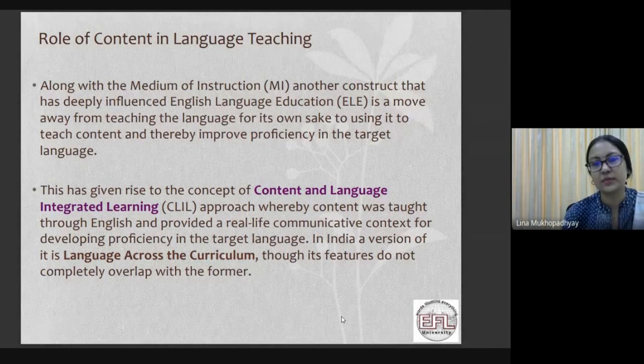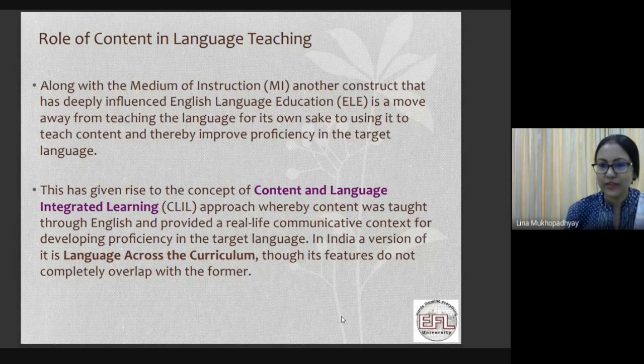Can we bring in the concept of content in language teaching? Along with the medium of instruction, this construct of content has deeply influenced English language education, because it is a conscious move from teaching the language for its own sake, to teaching the language through content, using it to teach content and thereby improve proficiency in the target language. So this has given rise to the concept of CLIL, content and language integrated learning, but it also has an Indian version, namely language across the curriculum.